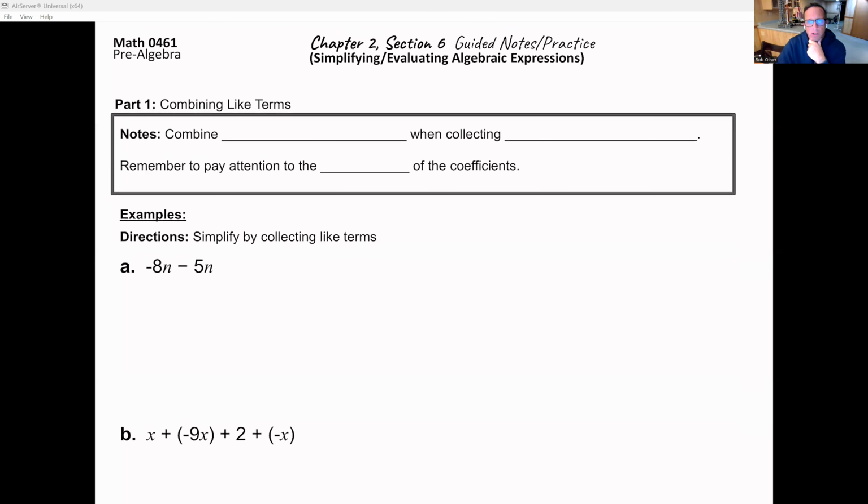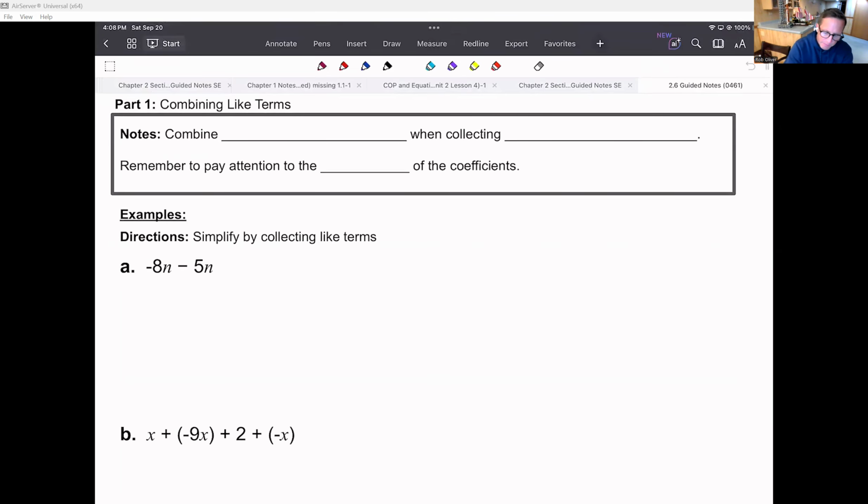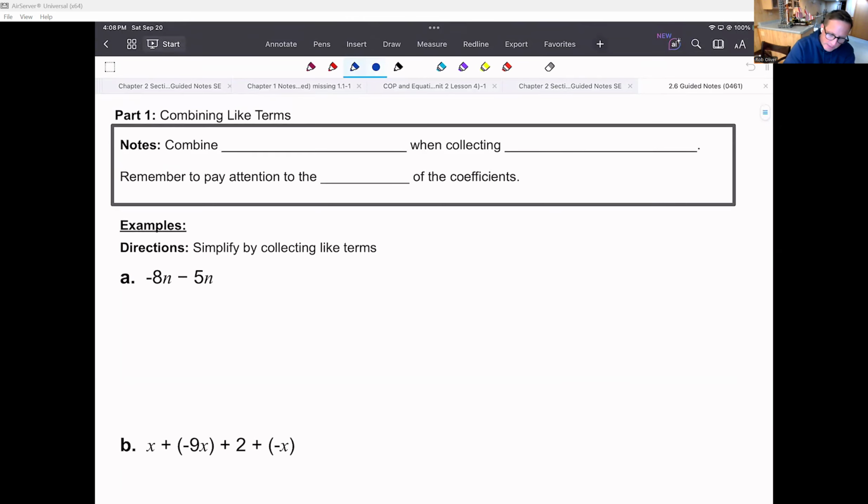Okay, so let's go ahead and finish off chapter 2 with section 6, which covers simplifying and evaluating algebraic expressions. When we're putting like terms together, what we're going to do is combine, write this down, combine like variables slash, and constants as well when collecting like terms.